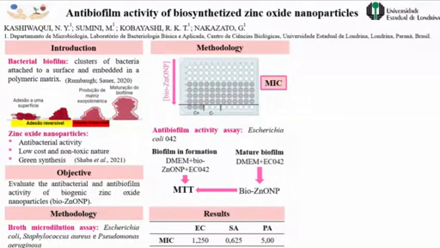The broth microdilution assay gave us different MIC values for the three bacteria. It is possible to conclude that gram-positive bacteria are more sensitive to the zinc oxide nanoparticles, as the MIC for Staphylococcus aureus was the lowest. For gram-negative bacteria, such as Escherichia coli and Pseudomonas aeruginosa, the MIC values were higher.